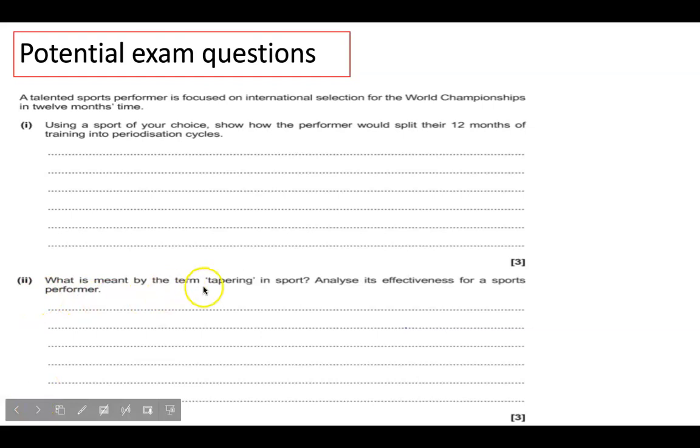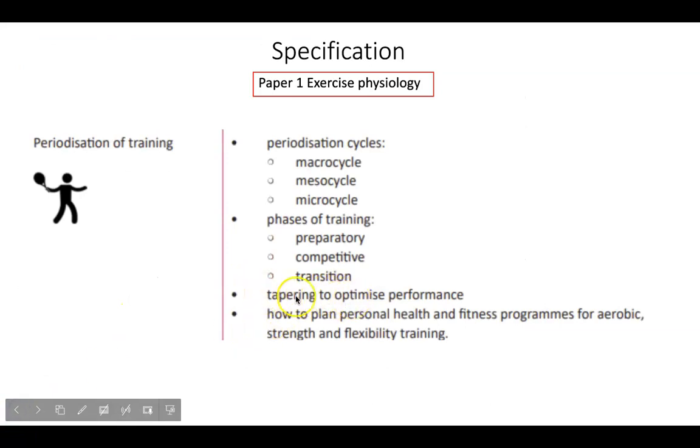What is meant by the term tapering in sport? Analyse its effectiveness for a sports performer. So again, we're looking at tapering to optimise performance. And then finally here we've got the 3 phases of training are named below. Outline what is meant by each phase. Whilst using a sporting example, describe a specific objective for each phase. So that is what we're going to be able to answer at the end of this screencast.